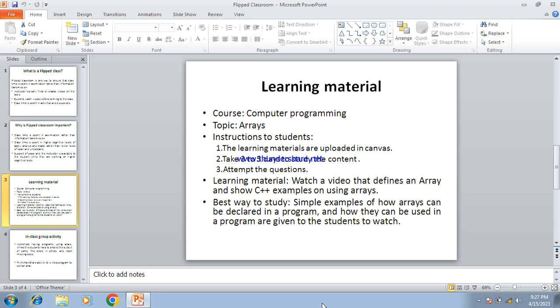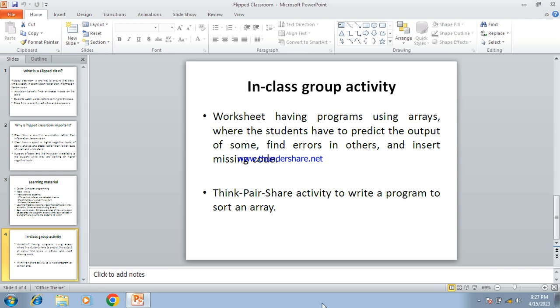And then in the class activity, there were two types. One type was to give a worksheet which has problems or programs using arrays. Now, for some of these programs, the program was given and the student had to predict the output. So, there are three typical ways in which computer programming can be encouraged. One is by asking students to predict the output of some program. Another is asking students to debug a given program. And the third is by asking them to write programs.